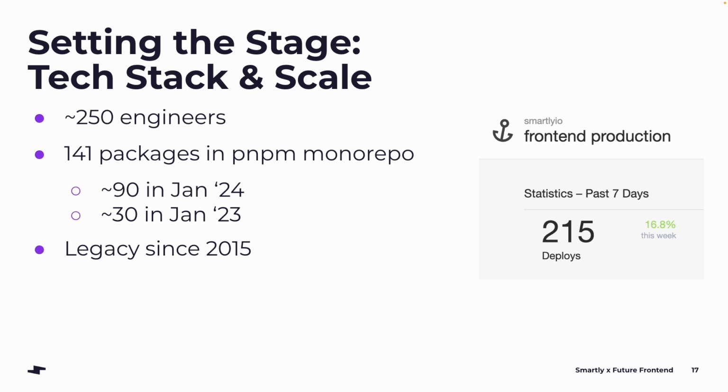And also the legacy of this front-end repository goes all the way back to 2015. There is SCSS and Bower and Angular and all the cool stuff that you can think about from 10 years ago. And then also considering the pace of development. On a weekly basis, I took this number today: during the past 7 days, we have done 215 production deployments only on the front-end repository. So that's how fast things are changing in the Smartly app.